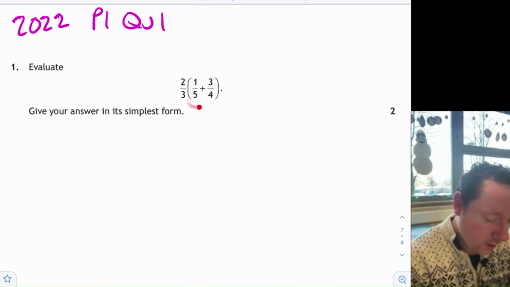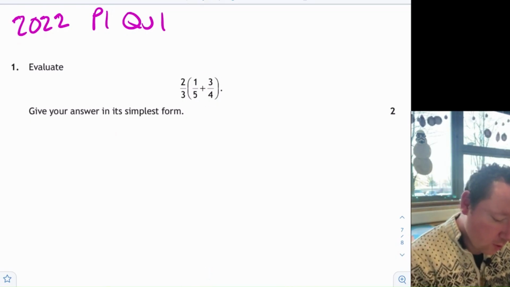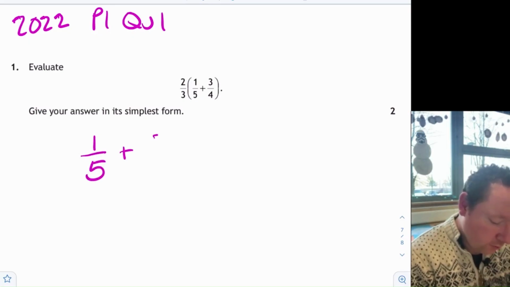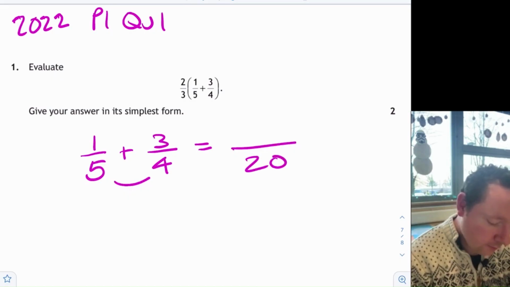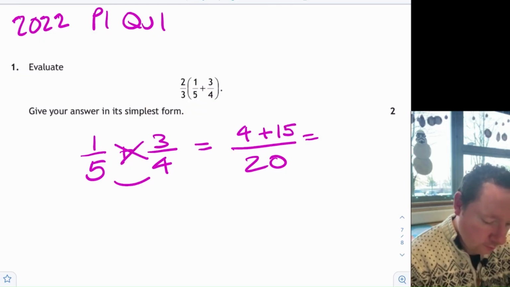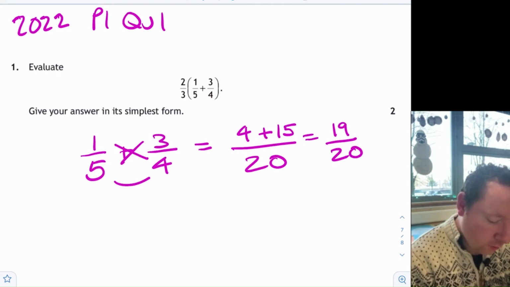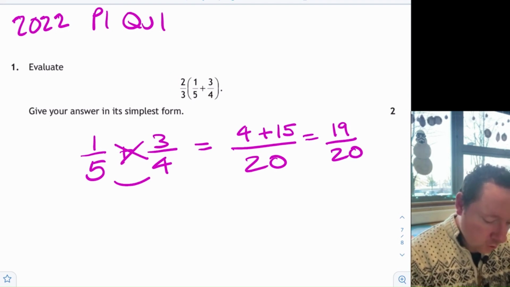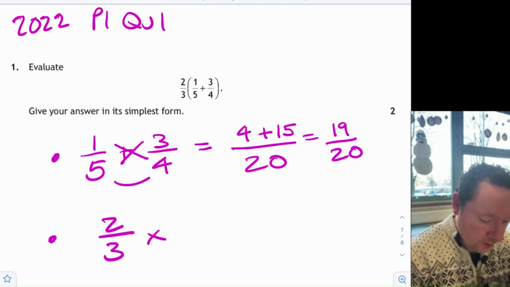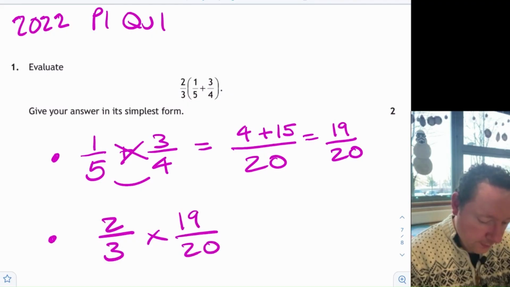So again, BIDMAS brackets first. 1/5 plus 3/4. Common denominator is 20. 1 times 4 is 4, plus 3 times 5 is 15. 19 out of 20. So we've still got this 2/3 to times by. So step 2, 2/3 times 19 over 20.